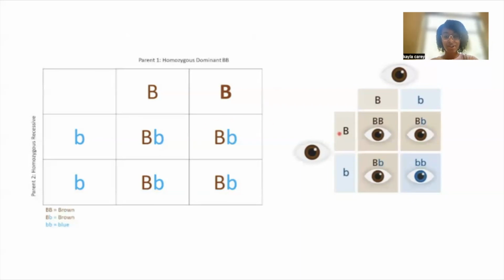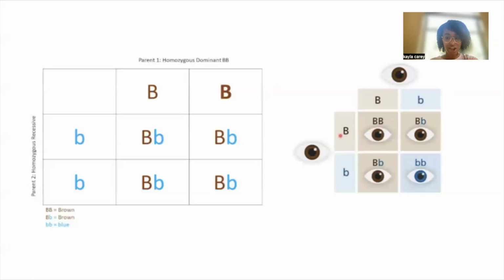Now, if we were to do the same thing, but both parents are heterozygous, so uppercase B, lowercase b, and uppercase B, lowercase b, and we cross a Punnett square, then each of the children has a different combination of genes. So the first child gets a capital B from this parent, a capital B from this parent. So it's capital B, capital B, homozygous, right? So this one's going to have brown eyes.